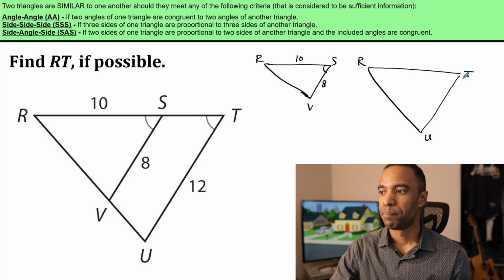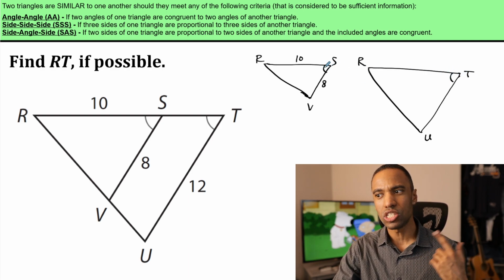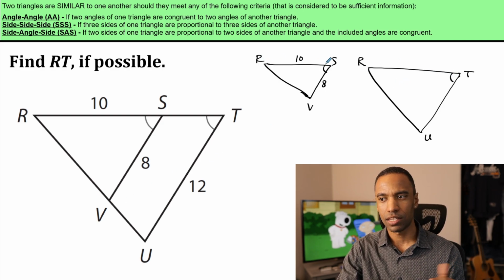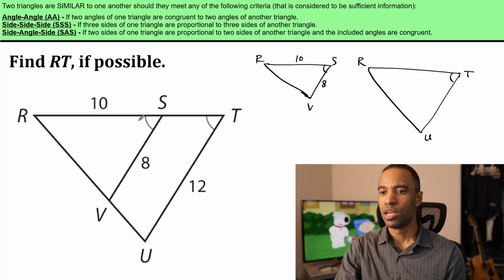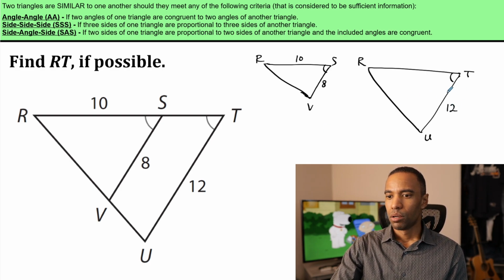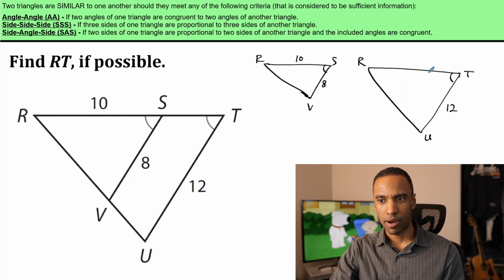RTU. Now, T was congruent to S right there. You can kind of tell what seems to correspond based on what's there and based on the rest of the drawing. I think that seems to make sense. Now, I have a length 12 here, but that's the only information that we have after that. I don't know anything about RU. I don't know anything about RT.